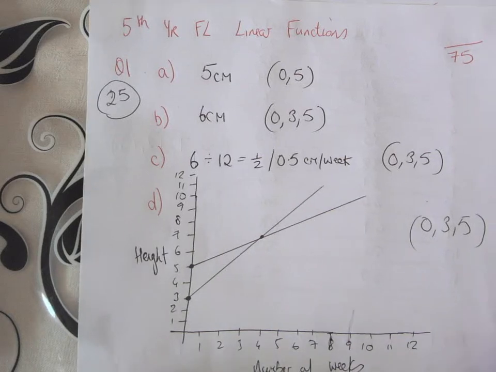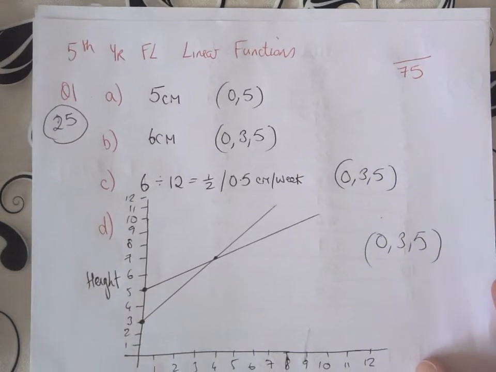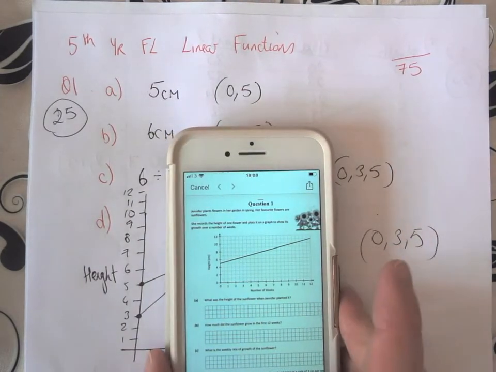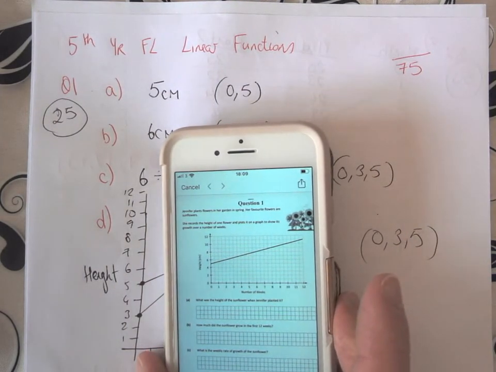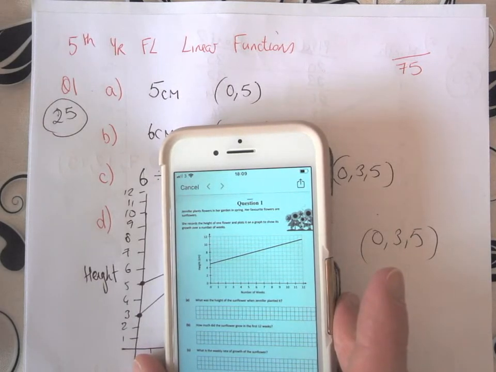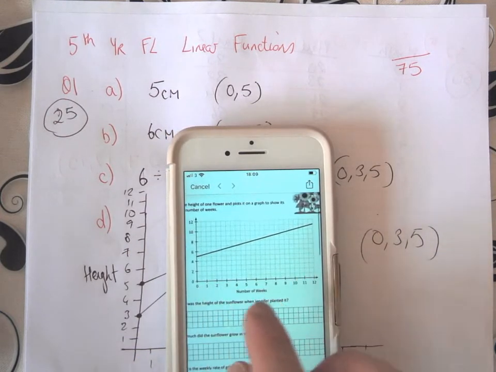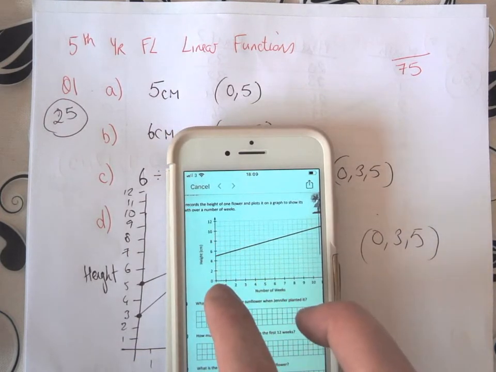Okay, so here's just the solutions to your linear functions test. Question 1 was the graph, and it said Jennifer plants flowers in her garden in spring. Her favourite flowers are sunflowers. She records the height of one flower and plots it on a graph to show its growth over a number of weeks. And along the x-axis you've number of weeks, and up the y you've the height of the flower.